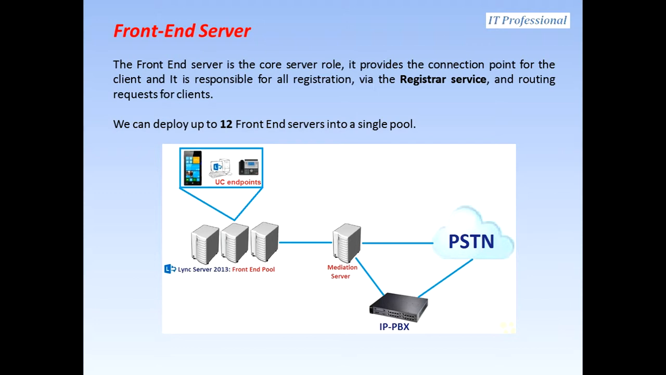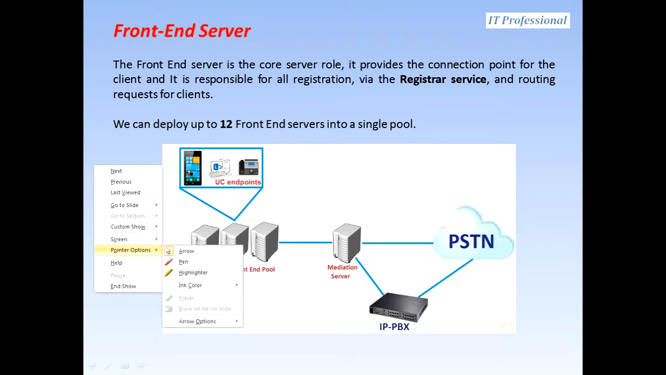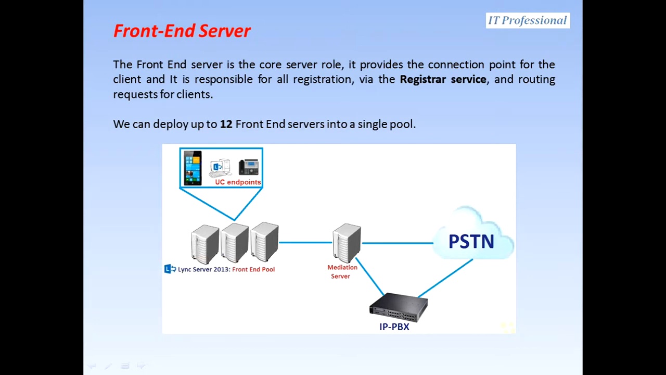For example, if we have two pools or more, and pool number 1 goes down, no problem, pool number 2 contains all the data that was on pool 1, and that's because of pool pairing. Here we have the front-end server, which is in a pool that contains 3 front-end servers.